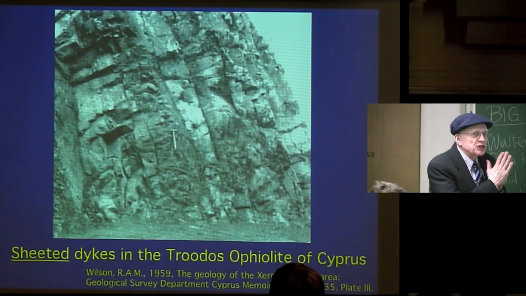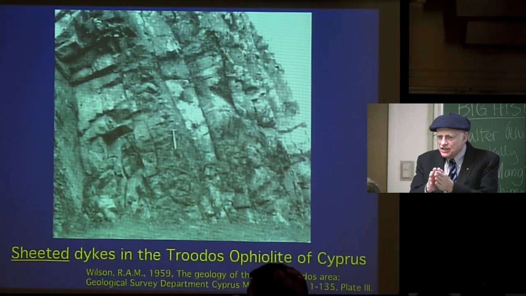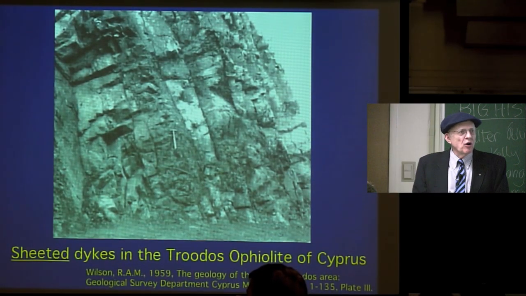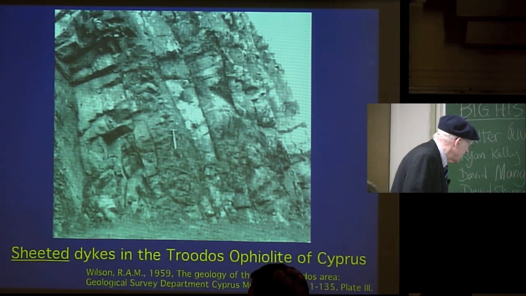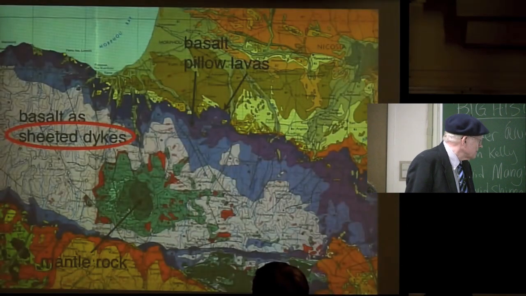So here, sheeted dikes was the first indication that you could have had spreading that was so enormous that you could form a whole ocean that way. What a cool discovery. Can you imagine making that discovery, especially as a very young scientist?